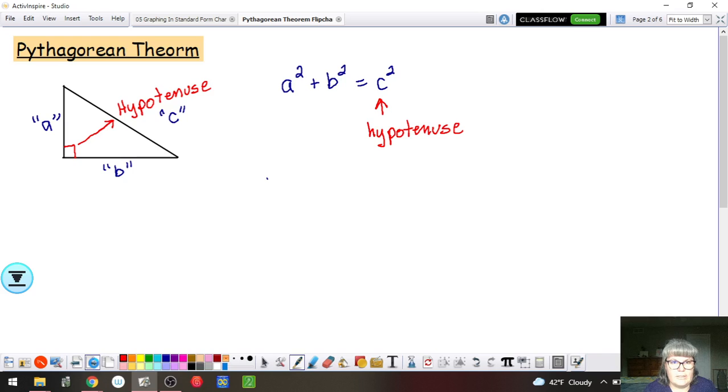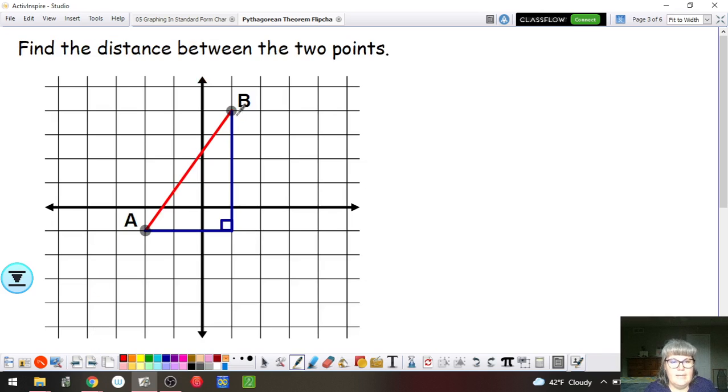So let's put this to practice. Again, I have a triangle that's on a grid, so I can find the length of two of the sides just by counting. 1, 2, 3, 4, 5 units for the vertical, 3 units for the horizontal. I'm going to call my 5 units side A, my 3 units side B, and we're going to be looking for side C because it is my hypotenuse.